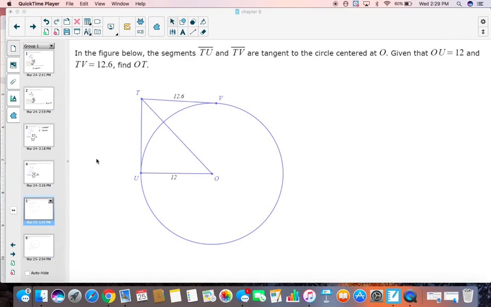In the figure below, the segments TU and TV are tangent to the circle at O. Given that OU equals 12 and that TV equals 12.6, find OT. Well, since TU and TV are both tangents to the circle at O, we know that TU is also going to be 12.6.